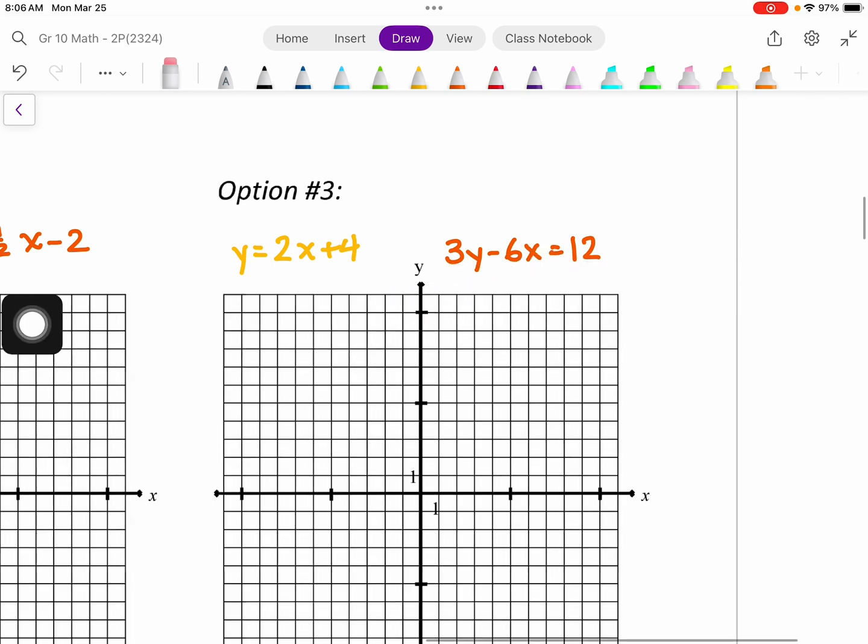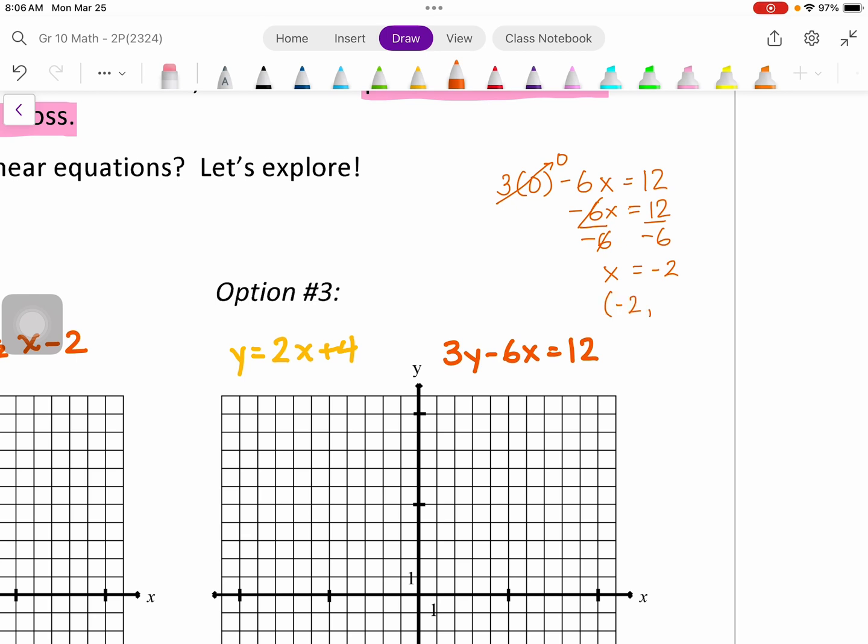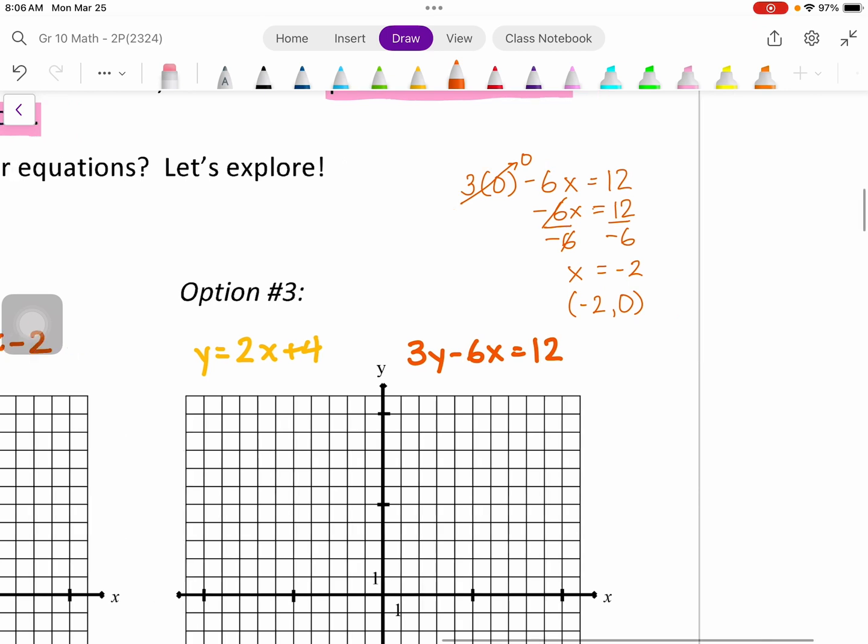So one of the things we often do in this case is set our y to 0. So 3 times 0 minus 6x equals 12. Anything times 0 is 0. So I have -6x is 12. I'll divide by -6, and I'm left with x equals -2. So I have a point there: x is -2, and that happens when y is 0.